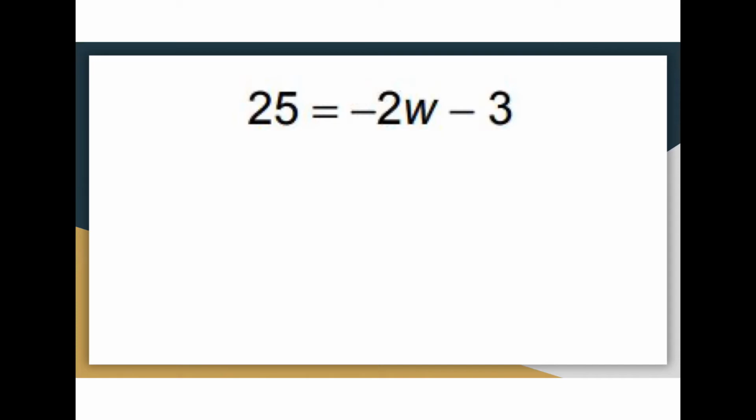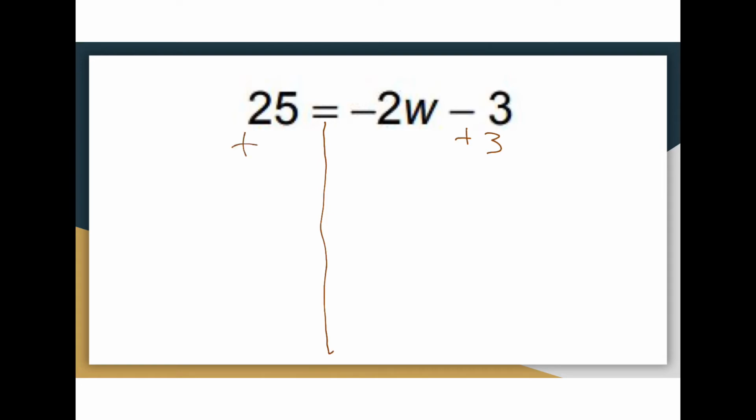So first thing we want to do here, we want to create our two different sides of this equation. We want to get w by itself. So I see that there's the negative 2 attached and there's the minus 3 attached. So let's first deal with that minus 3. We want to do the inverse operation or do the opposite. So if I'm subtracting 3, the opposite would be to add 3.